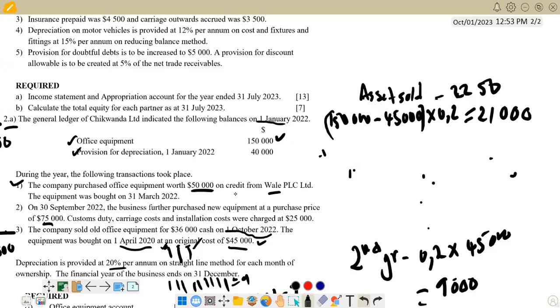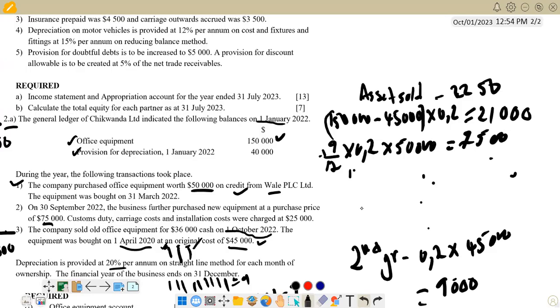Then there were those that were bought during the year. The first one was bought on 31 March, and we said it stayed 9 months, isn't it? So we say 9 over 12, multiplied by 0.2, then multiplied by the cost of that equipment, which is 50,000. When we do that, we get 7,500.